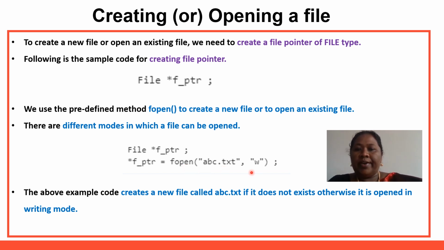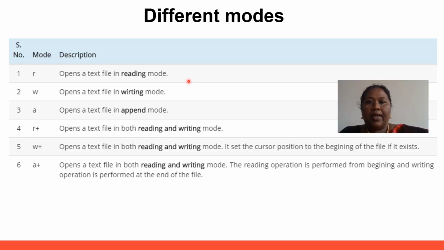It takes two arguments. The first argument is the file name. The second argument is the mode in which you want to open it. There are different modes through which you can work with the file. If you want to read only, the second argument is supposed to be R. If the second argument is W, then you can perform a writing operation. If it is A, you can perform append, that is, adding data to the file.